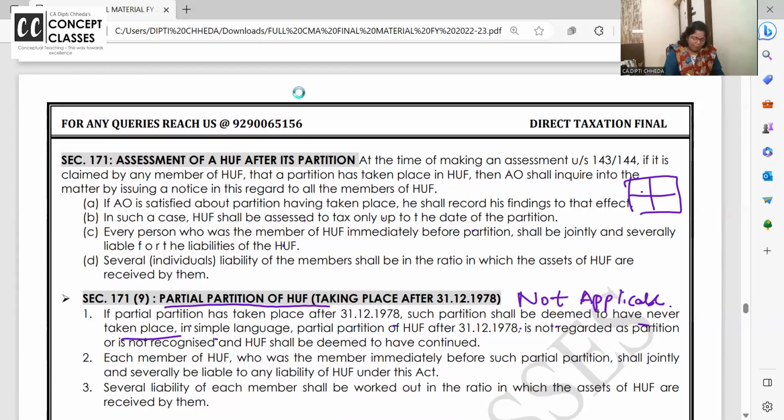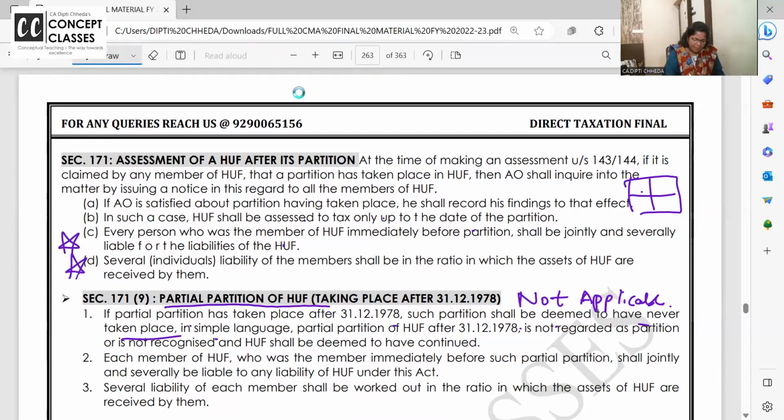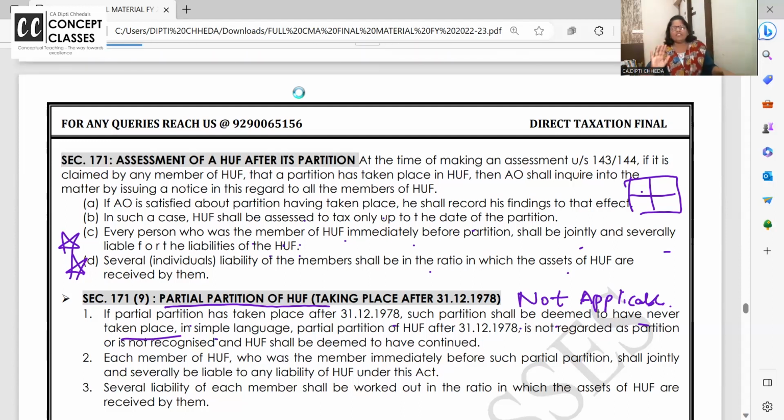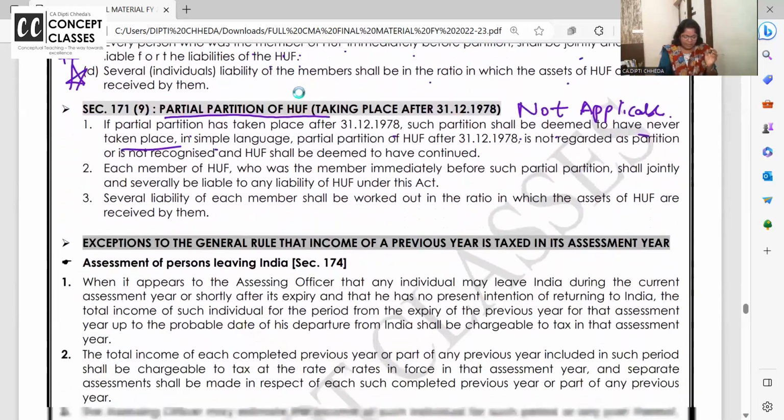Every person, ये पूछा है आपको already exam में. Every person who was member of HUF shall be jointly and severally liable for liability of HUF. Several liability of members shall be in the ratio in which assets of HUF are transferred. In short, there is nothing like partial partition. And complete partition में very important है कि जो भी members हैं they are all jointly liable for the liability of the taxation related to HUF till the date of partition.